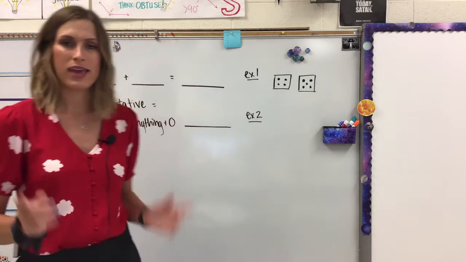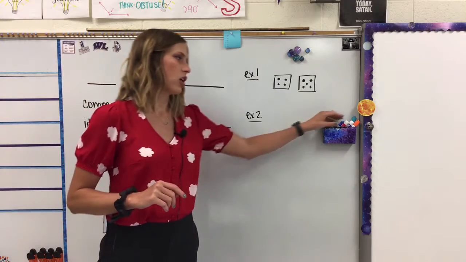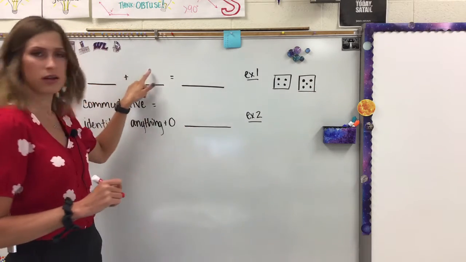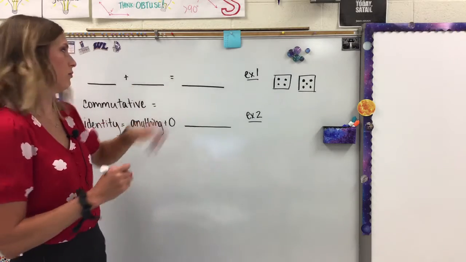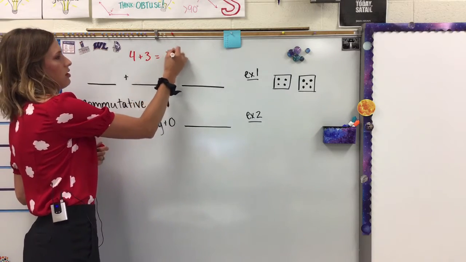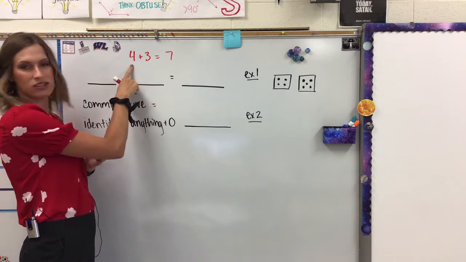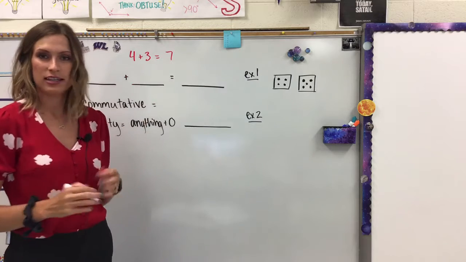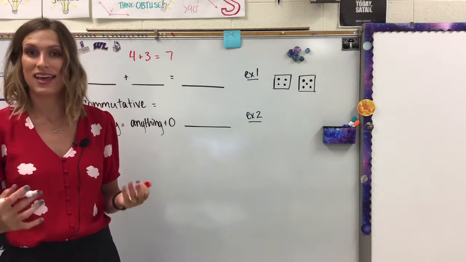The numbers that we add together, we're going to call our addends. So we've got addend plus addend equals sum. If I had 4 plus 3 equals 7, 4 is an addend, 3 is an addend, and 7 is the sum. Sum is the answer.